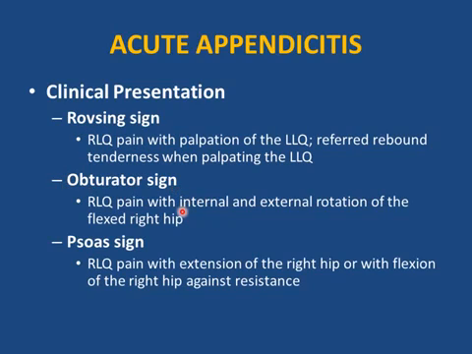Obturator sign: when you do internal and external rotation of the flexed right hip, this will cause right lower quadrant pain. Psoas sign: when you do extension of the right hip, this will cause right lower quadrant pain. Or you can do it another way by flexion of the right hip against resistance. This will give you right lower quadrant pain, also known as the psoas sign. Remember, this is very difficult to perform in very young children.